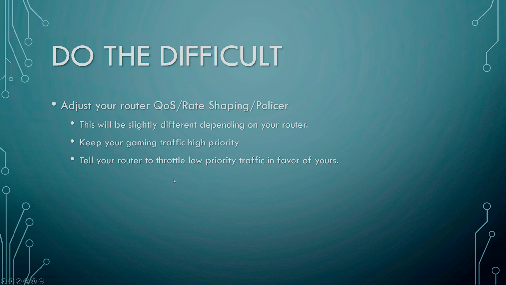Okay, do the difficult. This step is very helpful if you're in a family and people like to use Netflix. People like to download movies. People like to do this and this and this. And you're trying to play CSGO with a normal ping and constantly yelling at people to stop downloading things. Most routers, even just consumer ones, have an ability to adjust QoS or rate shaping policies on the router. And what that means is that you can set it to favor certain traffic over others. And this is used for voice over IP and companies as well.